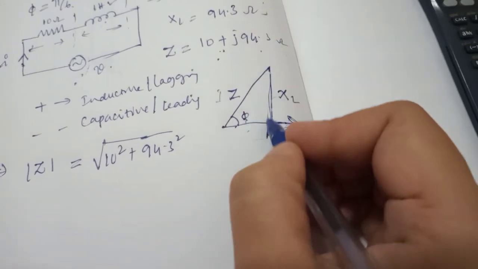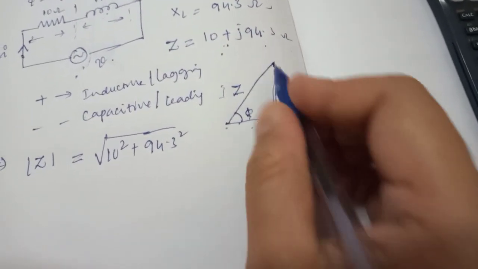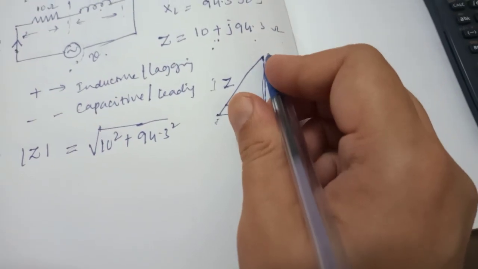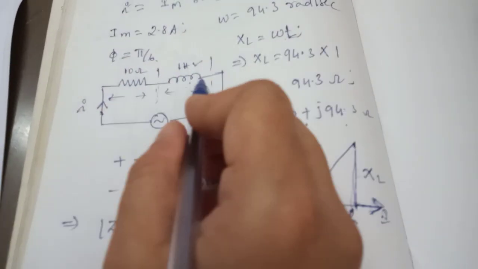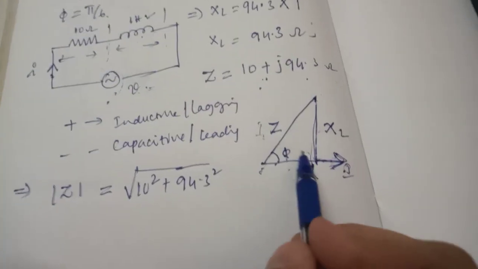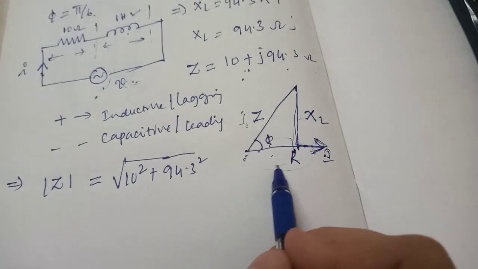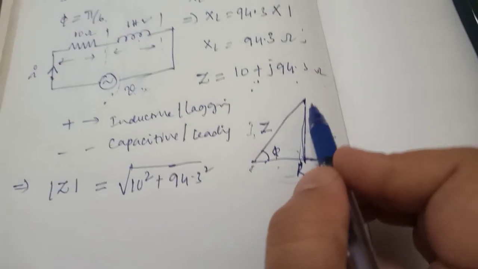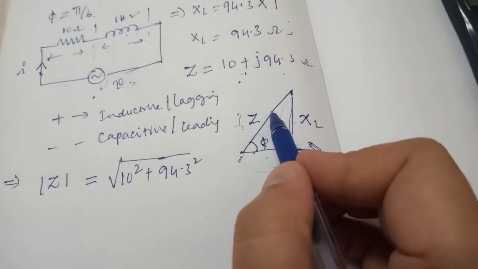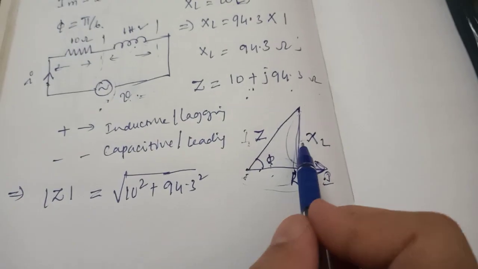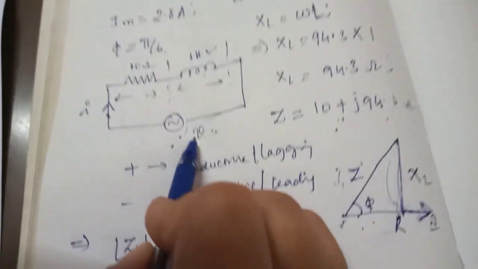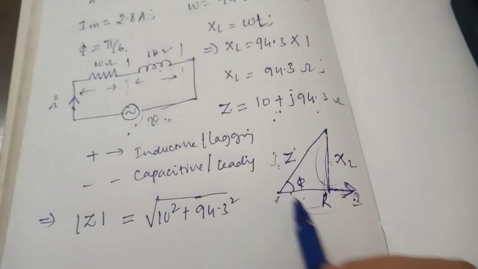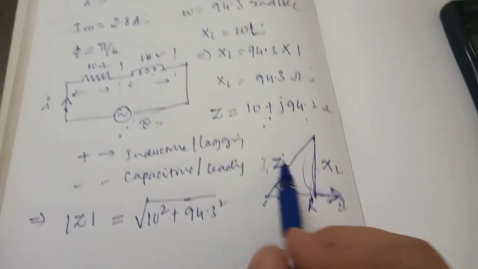That's why I have written IXL here. The resultant of IR and IXL will be IZ. So what is the voltage IZ? This is voltage V. V is equal to IZ. This is the total voltage across the R and L combination. IR is the voltage across R. IXL is the voltage across the reactance or the inductance. So what is the total voltage? IZ, that is given here. So this is how the impedance triangle is derived.